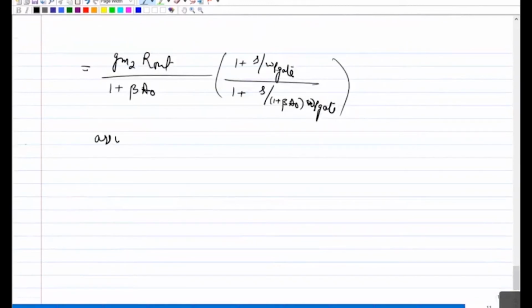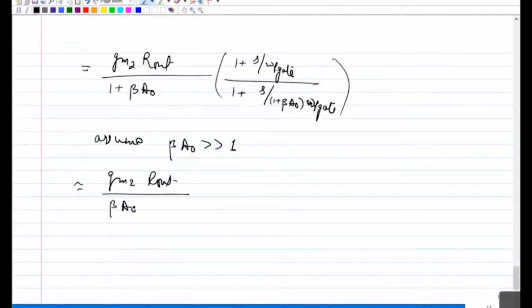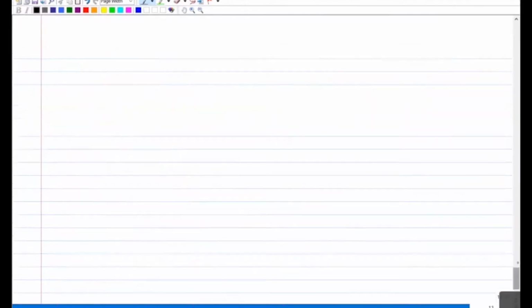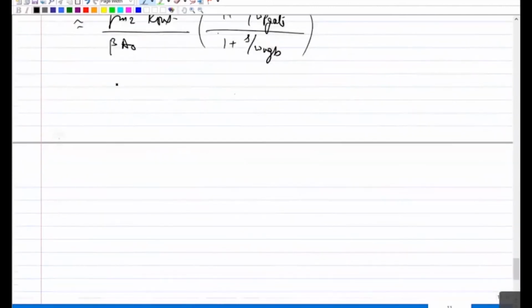So let's assume beta A naught is much larger than 1. Then you can simply write GM2 R out over beta A naught. I can write this as omega UGB. Okay. So now I will just break this A naught.